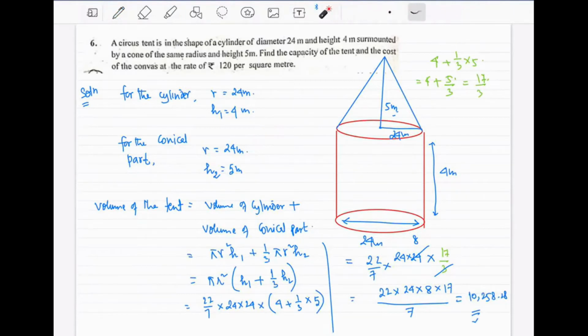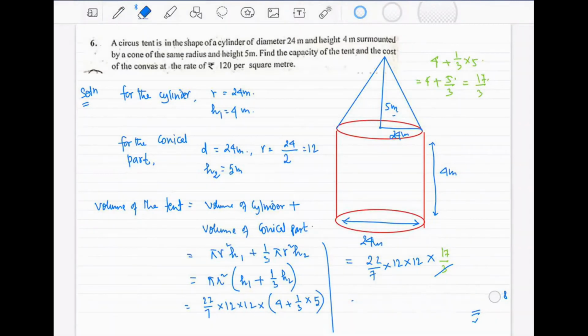Sir, how is the radius 24? It's given. Okay. I made a mistake from the beginning, right? Yes. Okay then, you have to change it. This is diameter. So radius will be 24 divided by 2. That means I have to make a correction here also. So this should be 12 into 12, 12 into 12.